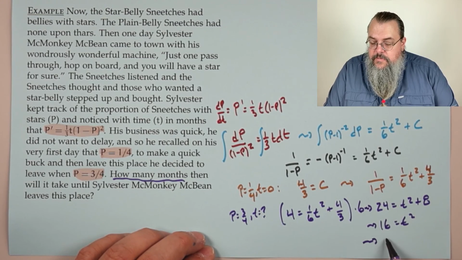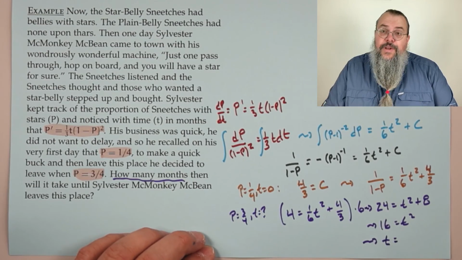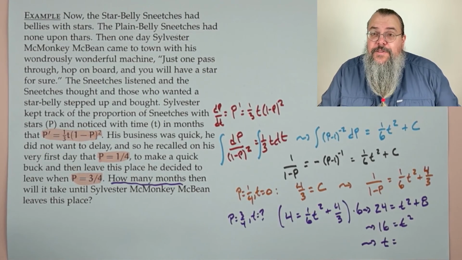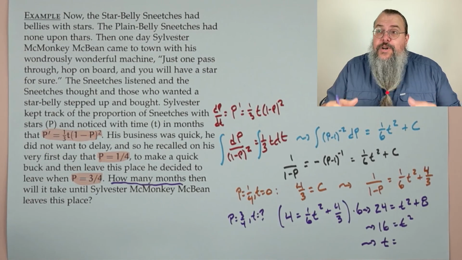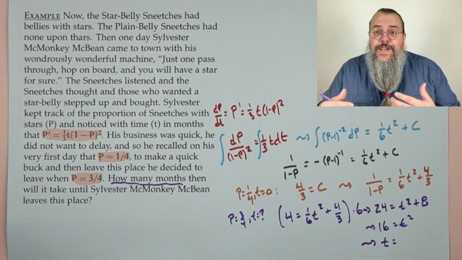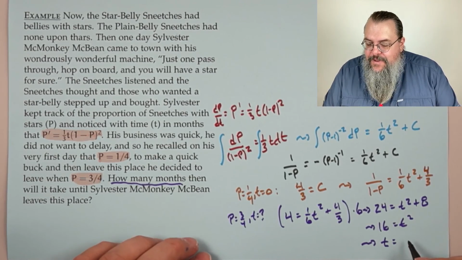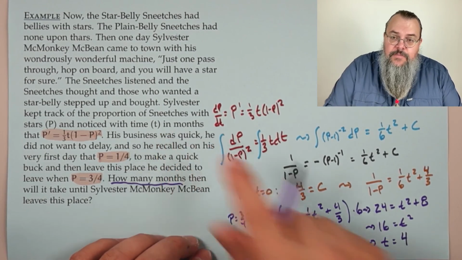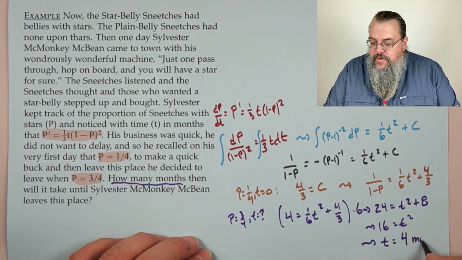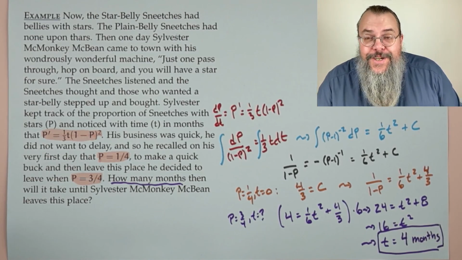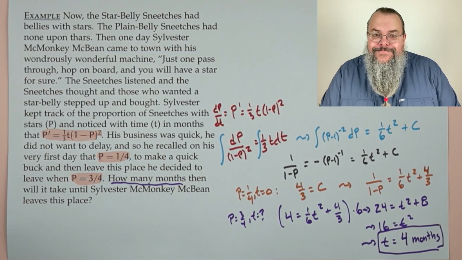And now we can take the square root, and we discover, lo and behold, t equals plus or minus 4. Well, of course, Sylvester McBean's machine may be wondrously wonderful, but it doesn't go backwards in time. And so we need to have the positive, not the negative. So it's the positive 4. And we know that t is measured in months. And so Sylvester McBean will be staying there with his wondrously wonderful machine for 4 months.